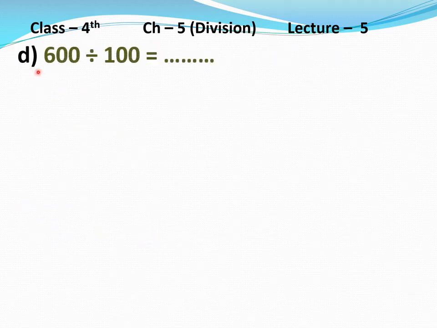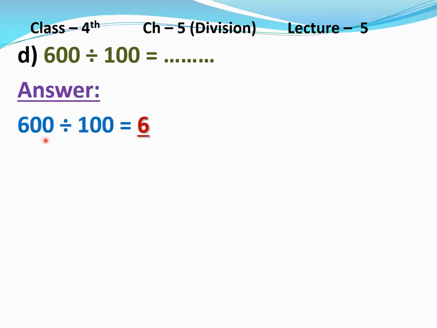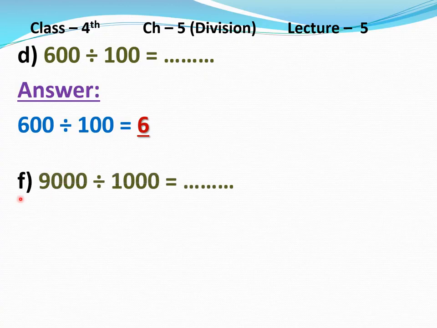Now D part. 600 divided by 100 equal to dash. See, the divisor is 100. Then the number formed by the last two digits, that is 0 and 0, will be the remainder and the number formed by the remaining digit, that is 6, will be the quotient. Write down the answer. 600 divided by 100 equal to 6. There is no need to write the remainder. Why? Because the remainder is 0. Clear? Write only the quotient.